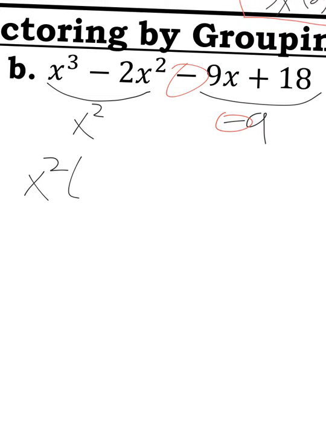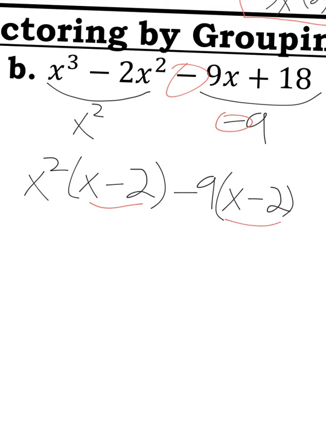So dividing x to the third by x squared leaves me with x, and negative 2x squared over x squared leaves me with negative 2. Minus 9, dividing out a negative 9 from negative 9x leaves you with an x, and 18 over negative 9 makes negative 2. So what do we have here? We have a common binomial of x minus 2, so I'm going to say x squared minus 9 times x minus 2.